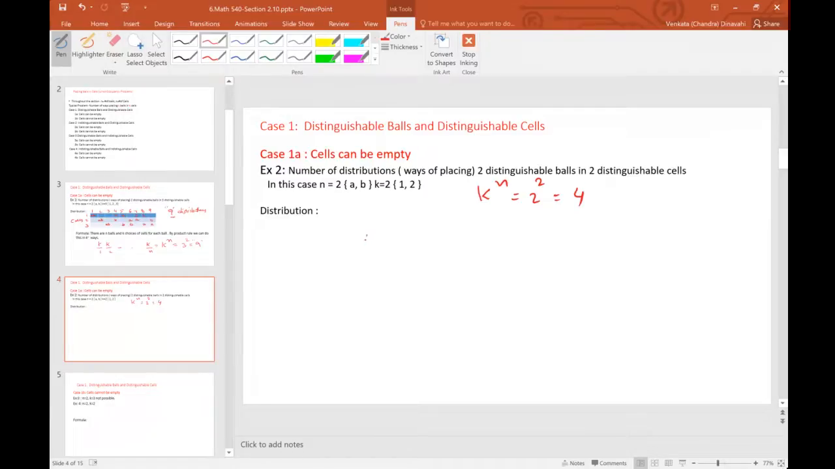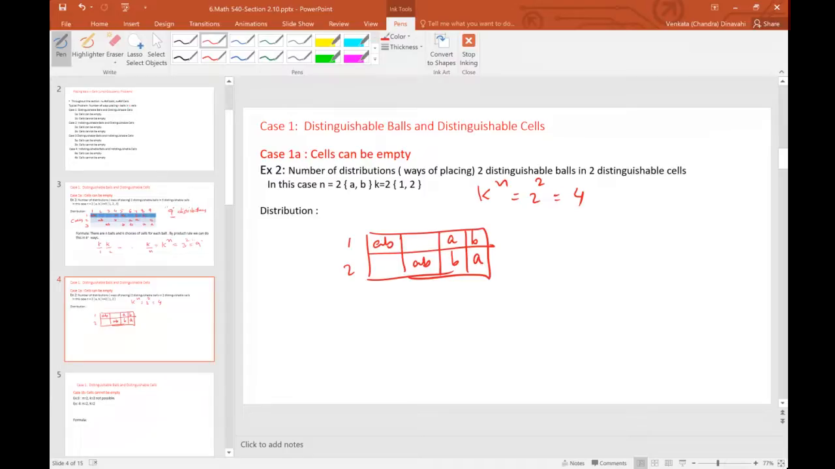If you want to list all of them, you can list it like this. I have 2 cells, and I can put both the balls in the first cell or in the second cell. I can put the first in the first one and the second in the second one, and this in this one, and this in this one. So these are 4 different distributions. So again, we have the general formula and also how to list each of them. So case 1A is completely done.